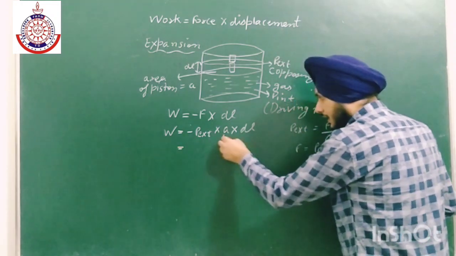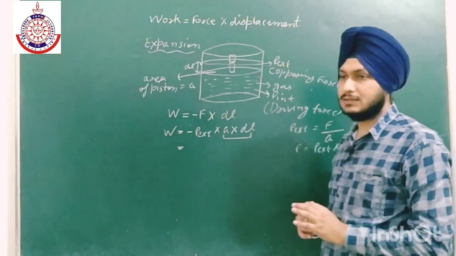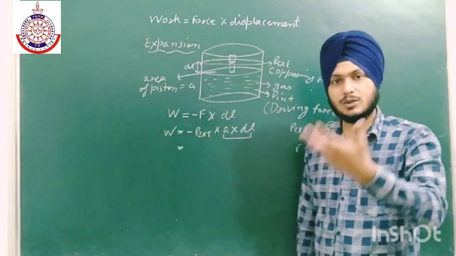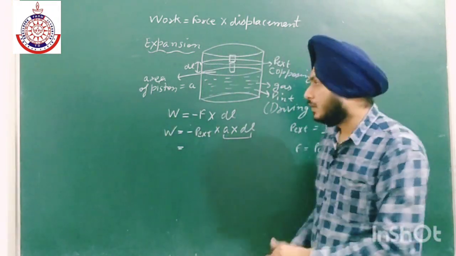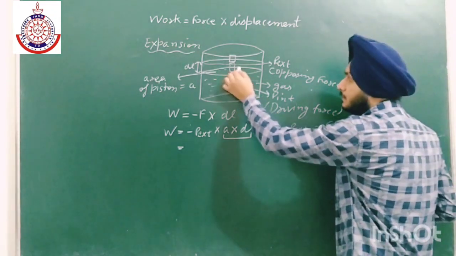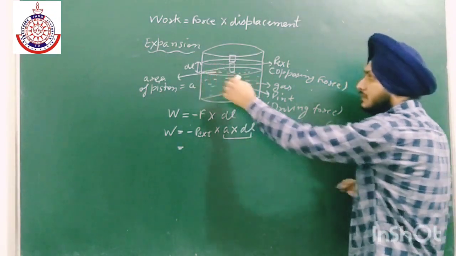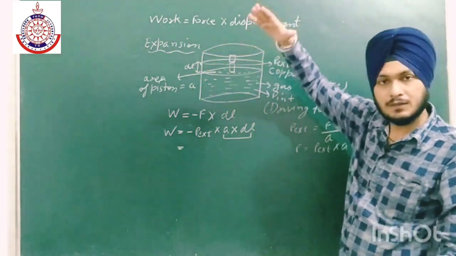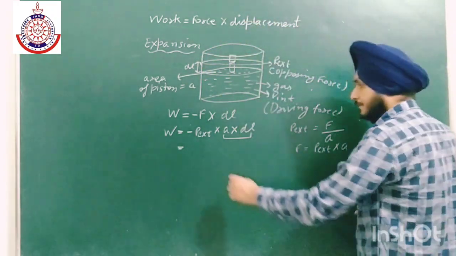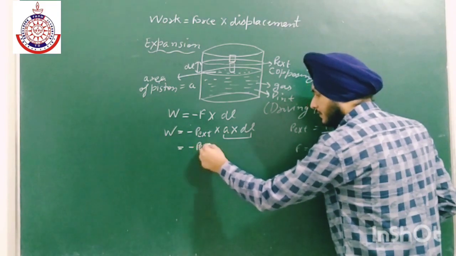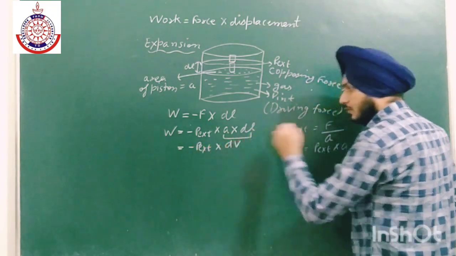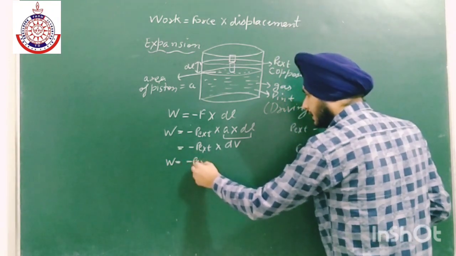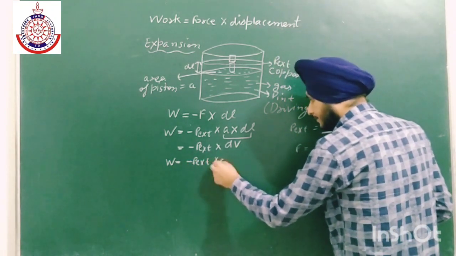Now area into displacement. We have already learned in mathematics that area into height is nothing but volume. So now all the matter which is present over here in the piston is displaced up to a height of dl. So area into the displacement is known as dV, which is the change in volume. So now we have the small work, minus P external into dV.